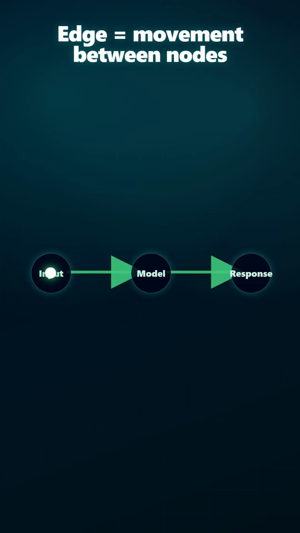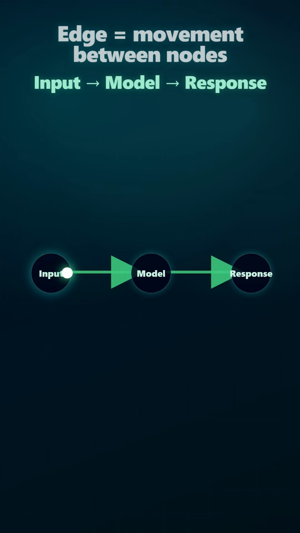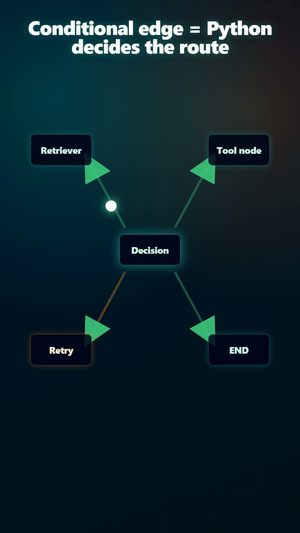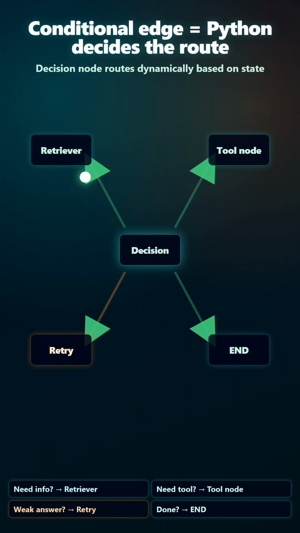And now edges are different. Edges control where the workflow goes next. A normal edge is simple and it says, after this node finishes, go to that node. But LangGraph becomes powerful when you use conditional edges. A conditional edge lets Python decide the next step. So instead of Python going in one straight line, the graph can route itself.